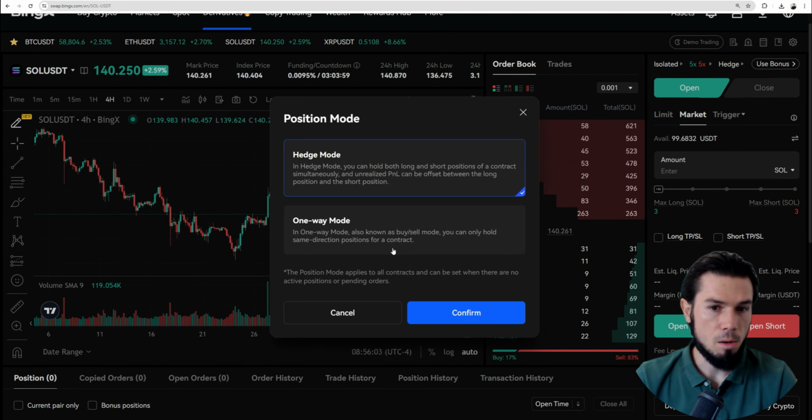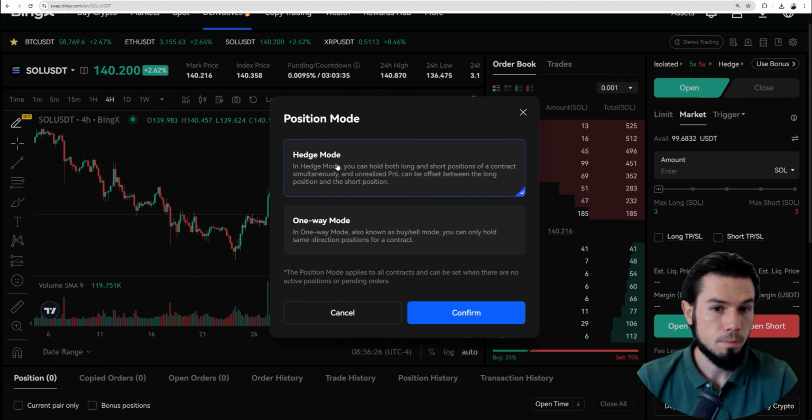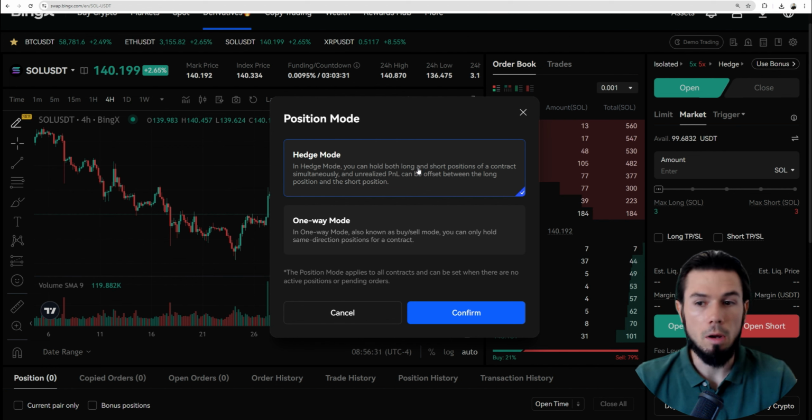Hedge, we don't really care about. Simply, hedge means that you can hold both long and short positions of a contract simultaneously in two different orders, such as if I long right now Solana, what about if I'd like to short Solana by tomorrow and still have my long position active from today? If I am having hedge mode activated, then I can do that. If I don't, then it's just one-way mode. Right? For me, it doesn't matter. This is really up to you the way you want it. There is no better or worse.